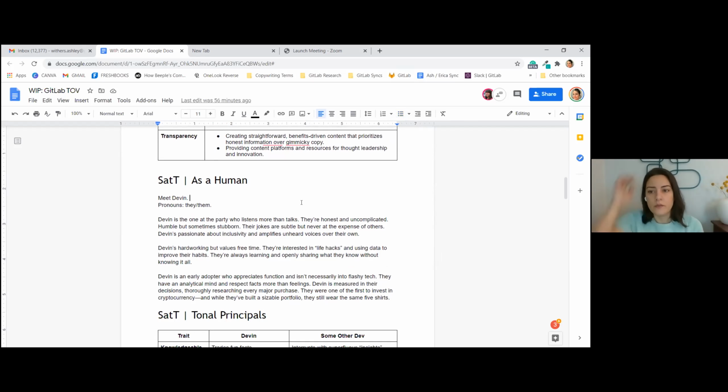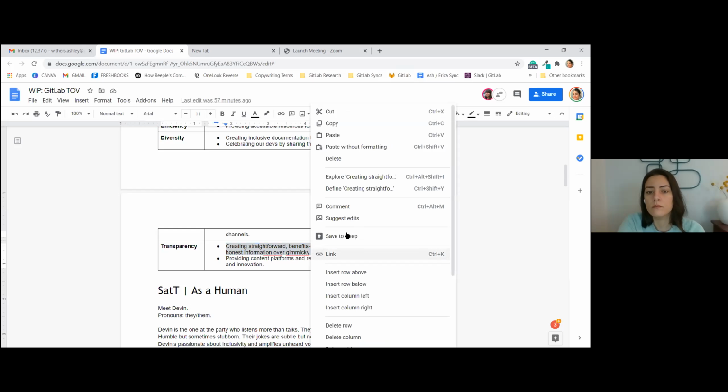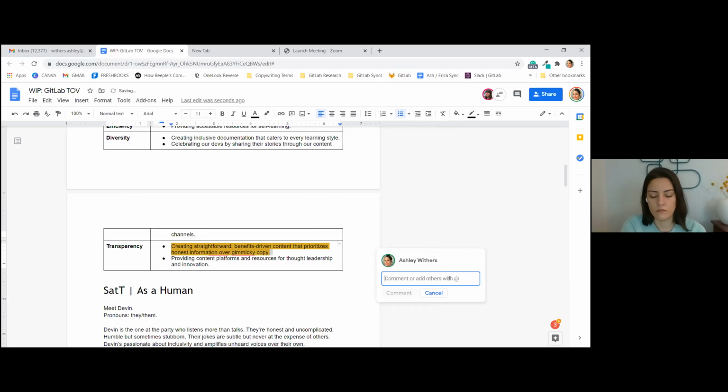Can I stop you on one point here in the transparency? Because this is really important to me, and I think to the GitLab tone of voice, the prioritizing honest information over gimmicky copy. Is there a way, and maybe it's enough to just have it here or you cover it further, that piece is something I'd like to pull out as a really high priority when it comes to how we write and speak.